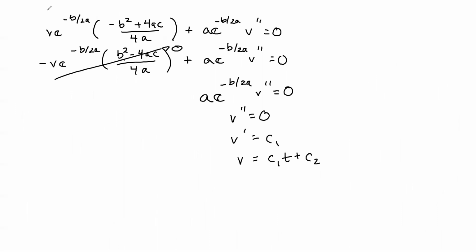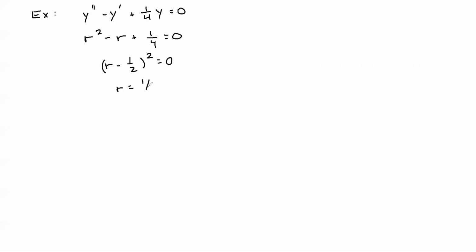Okay, so the last thing for the repeated root problem, and then we're going to look at reduction of order, is to go through and do an example. All right, so suppose we had y double prime minus y prime plus 1/4 y equals 0. Then form the characteristic equation: r squared minus r plus 1/4 equals 0. All right, that's r minus 1/2 squared equals 0. So r equals 1/2.